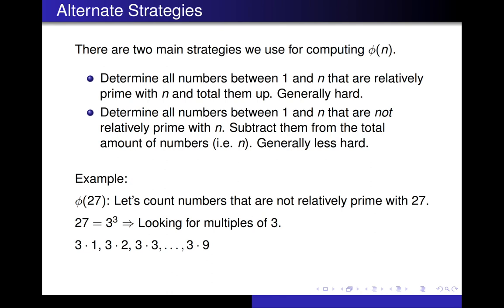So we have 3 times 1 through 3 times 9. All we have to do is count all those multiples of 3. The nice thing that we have here is that 3 times 1 through 3 times 9, that's 9 numbers, right? So we have 9 numbers that are multiples of 3 between 1 and 27, which means that if we want to find phi of 27, we subtract out those 9 numbers to get 18 numbers overall. And as you can see, that's a lot easier than trying to find all those 18 numbers that are relatively prime with 27.